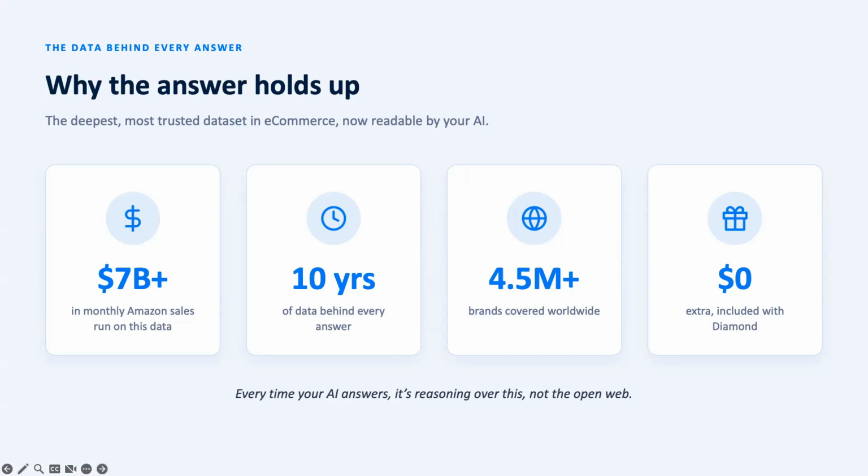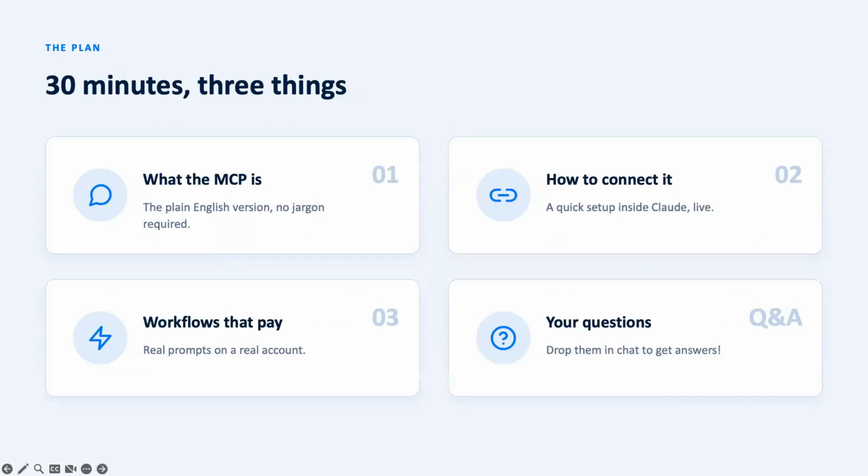And this is all included inside of the subscription plan at the Diamond level. Okay, so just in case we're going to hit that later on, this is not something that you pay for on top. It's not like an extra thing. It's just included if you've got the Diamond plan. And every time your AI answers, it's going to be pulling from all of this very set data directly from Amazon over the open web.